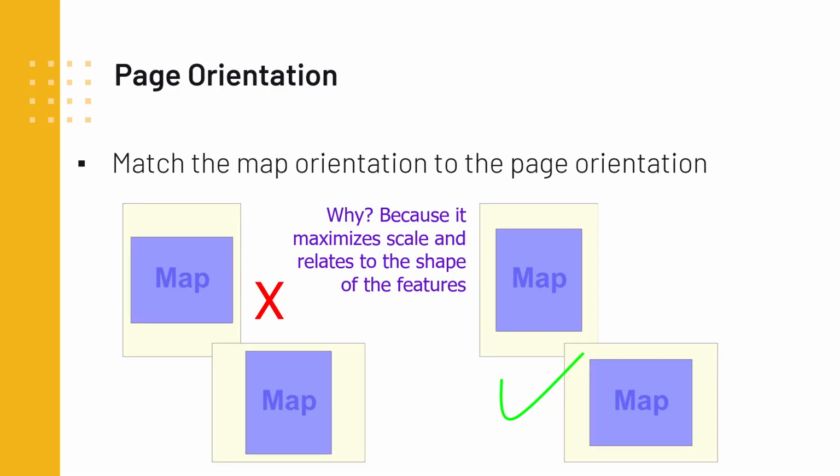Page orientation. Ideally, you'd like to match the map orientation with that of your page. So if you have something that is tall, then your page should be in portrait, whereas if something you're mapping is wider than it is tall, then you'd want to have your page in landscape mode. Why? Because ultimately it's going to maximize the size of the item that you're interested in mapping. It also makes it appear more normal. Otherwise, it'll look a bit off.